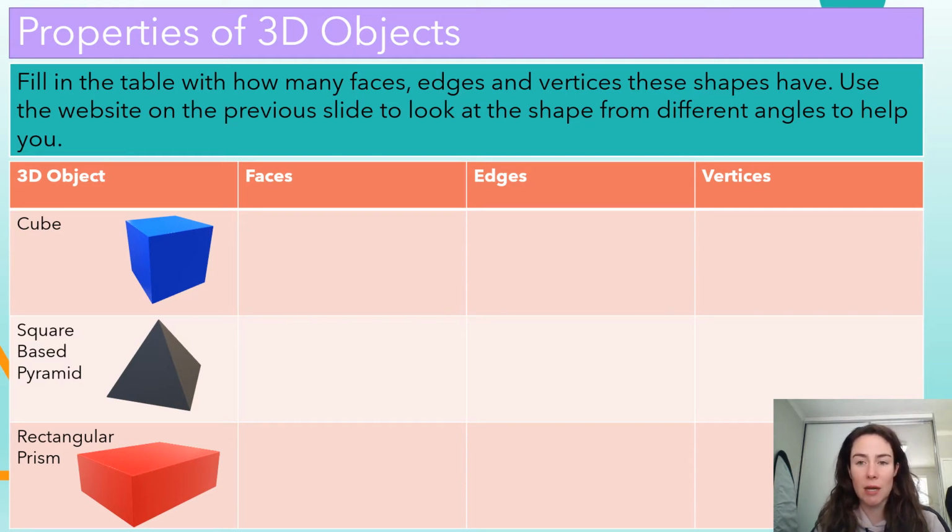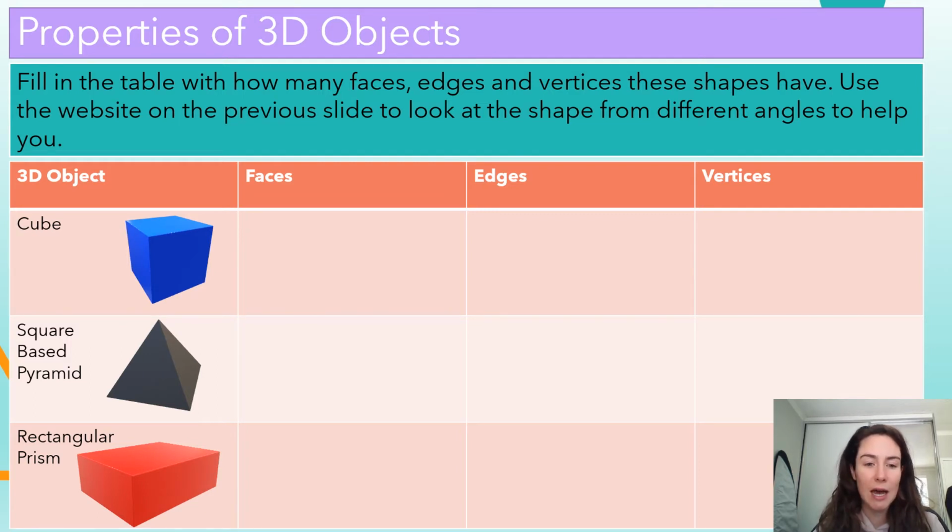All right, now the task for today is to fill in the table with the faces, edges, and vertices these shapes have, and use the website on the previous slide to look at the shape from different angles to help you. You will see that some of the answers are on that website too, so if you're using the website to fill this in, that's totally okay as well, because the thing with learning these is that they're never going to change. So once you remember it, you'll remember it, and it is important that you look at the website to look at the shape from different angles, and then think about the faces.